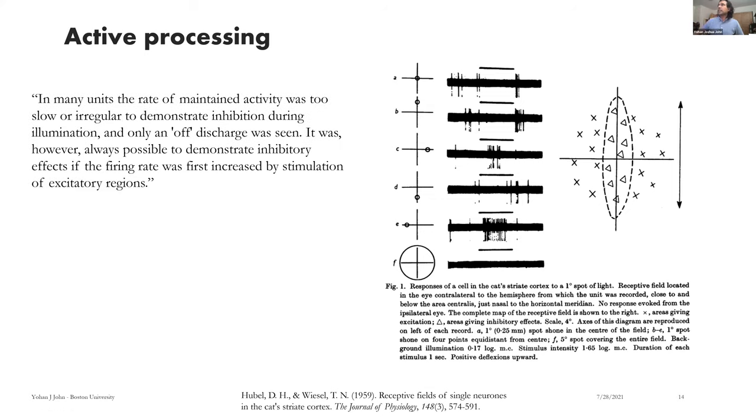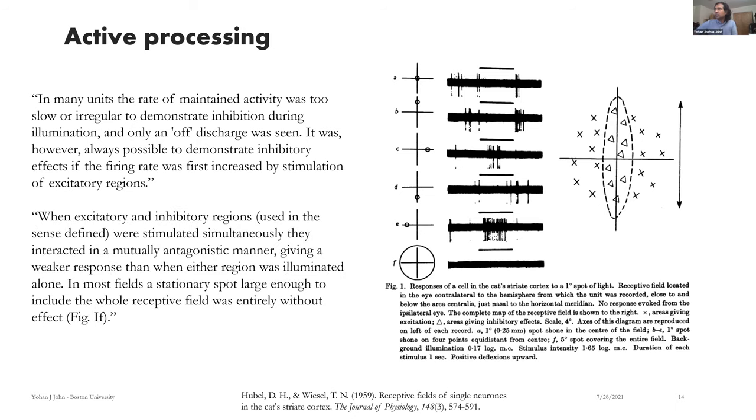So in many units, the rate of maintained activity was too slow or irregular to demonstrate inhibition during illumination, and only an off discharge was seen. It was, however, always possible to demonstrate inhibitory effects if the firing rate was first increased by stimulation of excitatory regions. Then when excitatory and inhibitory regions were stimulated simultaneously, they interacted in a mutually antagonistic way. So that's good to know.